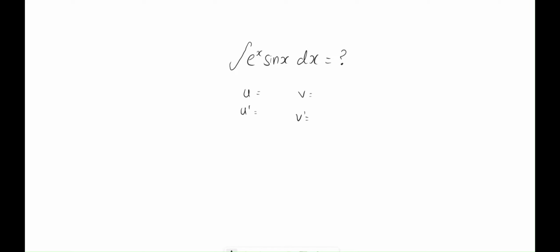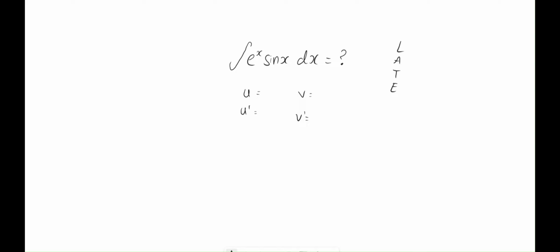Now we have to know whether we use the exponential or sine x as u. And to do that, we must use the LATE rule. So the LATE rule gives us an order of priority, and obviously the group with higher priority is the group we make u. The LATE group tells us which function we must use as u, because that group has priority. LATE is built upon L for natural logarithm, ln, A for algebraic function, T for trig, and E for exponential.